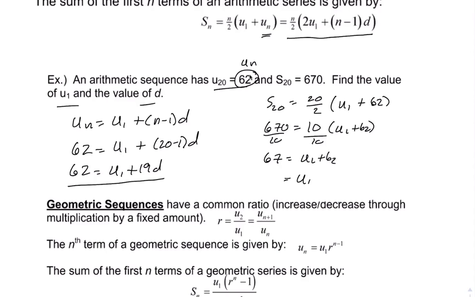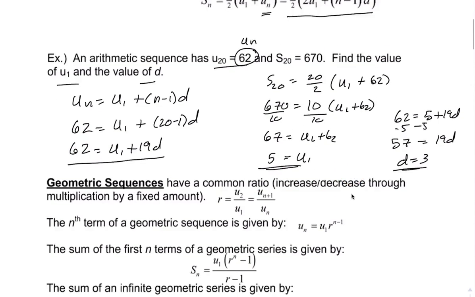So u1 equals 5. And since I have u1 equals 5, I could go back into here, sub it in, and find out what my d is. So 62 equals 5 plus 19d. Subtract 5, and I get 57 equals 19d. And I think d would equal 3. So there's my u1, there's my d, and that's my problem.